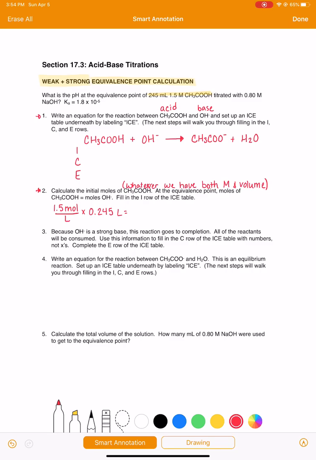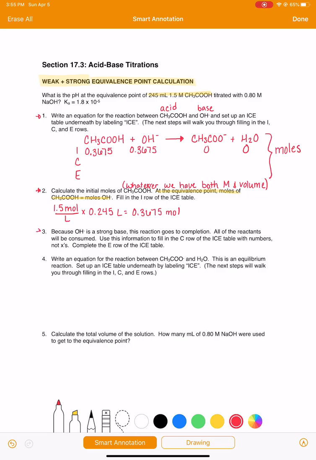And that is going to be 1.5 times 0.245, 0.3675 moles. And we're going to fill that in, the ice table, 0.3675. Remember that in titrations and with buffers, the ice tables that we build are being built in units of moles, not molarity. So that's our first thing. At the equivalence point, and this is an equivalence point calculation, at the equivalence point, the moles of the acid are always equal to the moles of the base, all the time. So if we know one of them, we automatically know the other, and we have no products yet at the beginning of the titration. So we're done with step two.